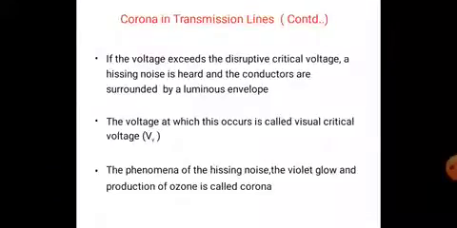The phenomenon of hissing noise, the violet glow, and the production of ozone is known as corona. The visual corona is accompanied by the production of ozone, which is readily detected because of its characteristic odor. The glow is due to the fact that the atmospheric air around the conductor becomes conducting due to electrostatics. If the voltage is raised further, the glow and hissing will increase in intensity until a spark over will take place.